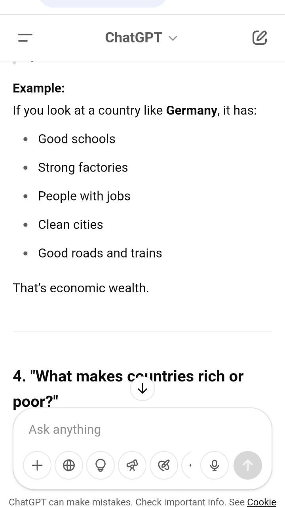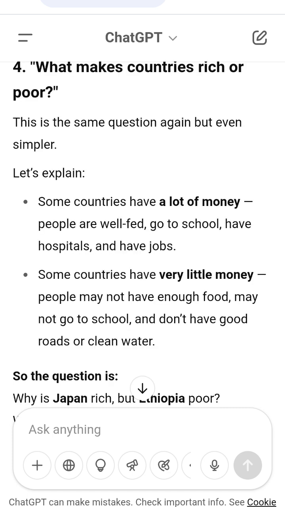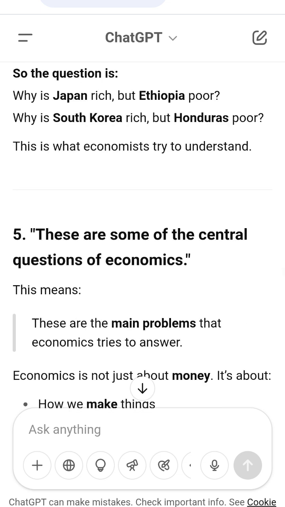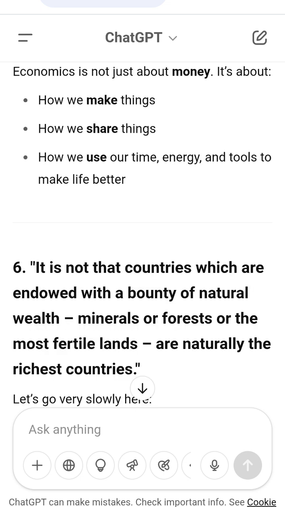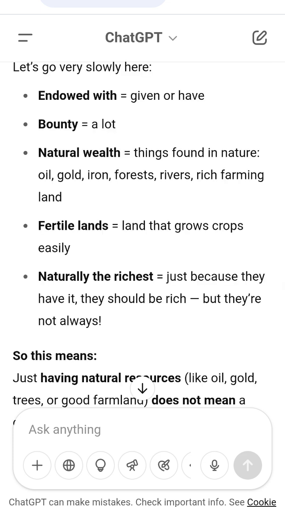On the other hand, countries like Japan, Singapore, or Switzerland have very few natural resources, but they are some of the richest countries in the world. So clearly, natural resources alone are not enough to make a country rich. 4. What really makes a country rich?